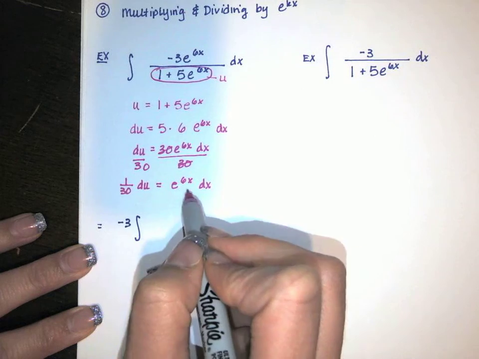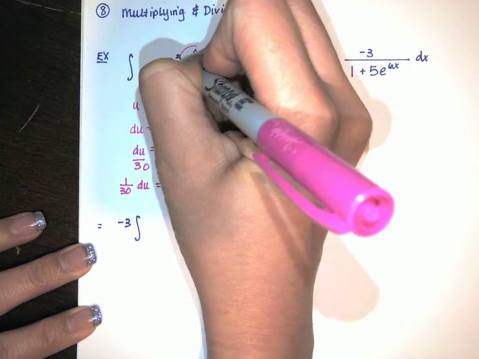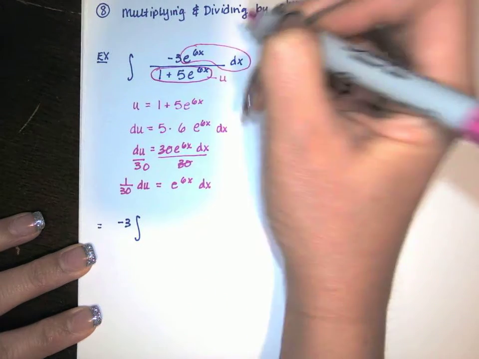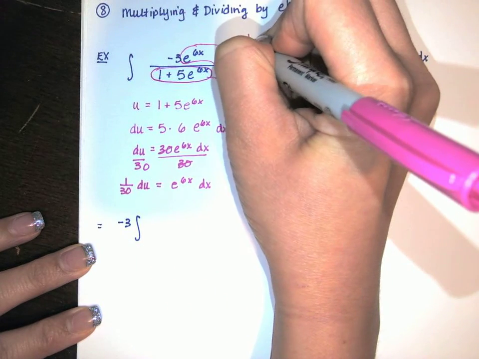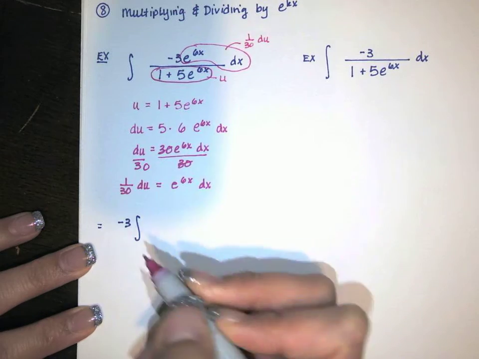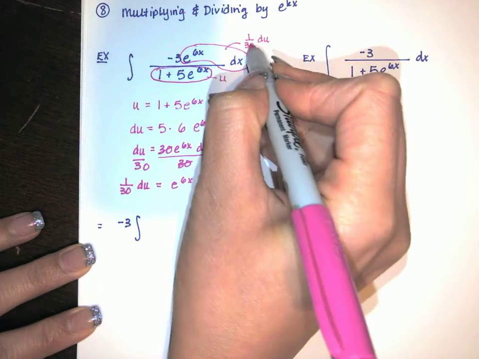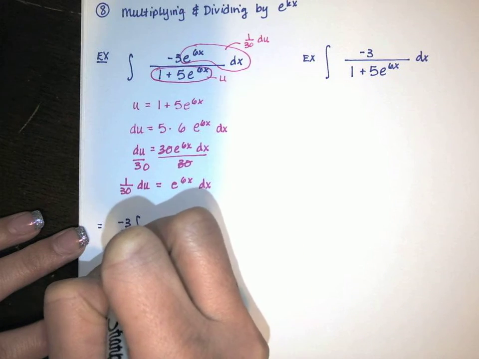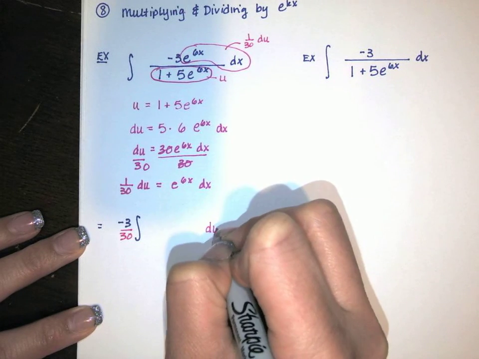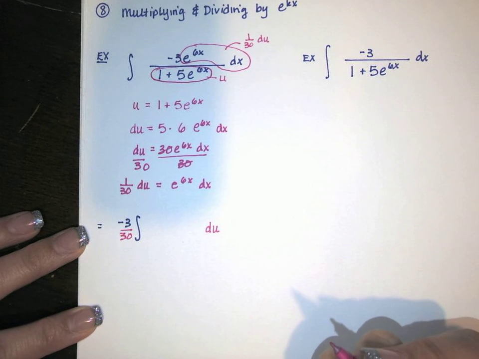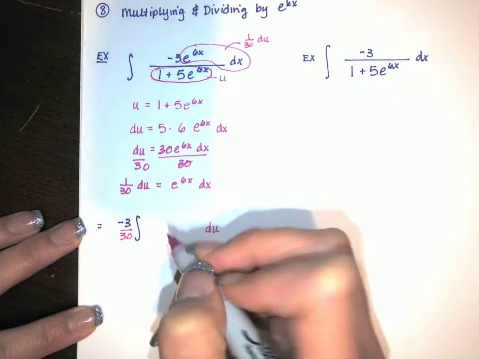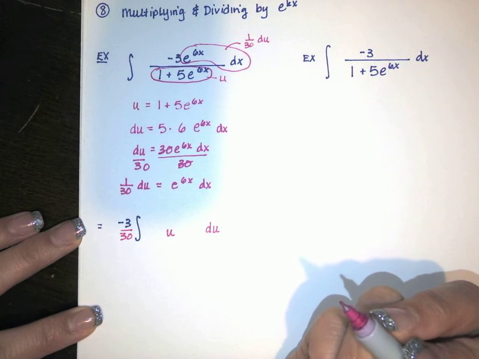And according to what we just did, the e to the 6x dx, that's 1 over 30 times du. So I'm going to replace this by 1 over 30 du. So I have a 1 over 30 out front, and I factor my du off to the right. And I still have that u in the denominator. And it looks like that's it.